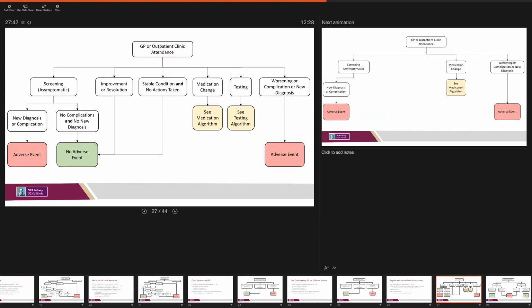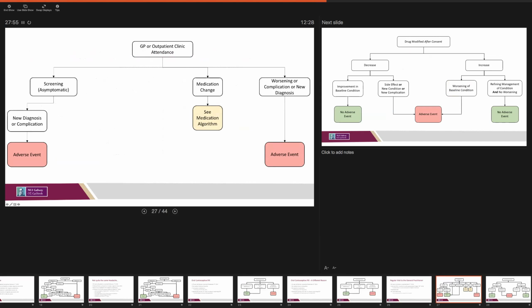So we can get at this a few different ways. So the first one is she's gone to her GP for an attendance. So you could argue that she went for a screening appointment because this was an asymptomatic general review, but she has a complication of her condition because she has a worsening, and that would be an adverse event. Or you could argue that you're going to go down the medication change algorithm, which I'll show you, I think, on the next slide. Or you could argue that the diagnosis is obvious here, that there's a worsening of her baseline condition, and that makes this an adverse event.